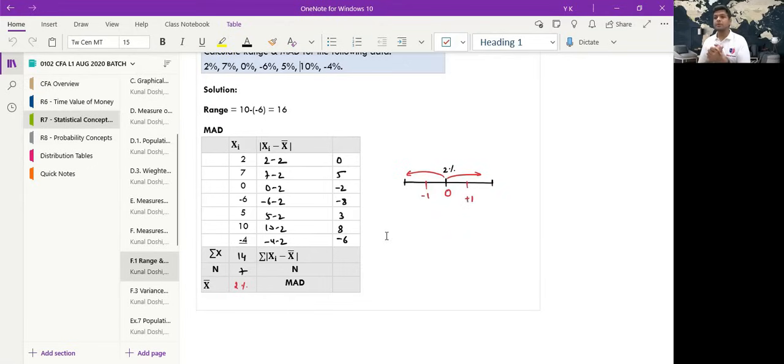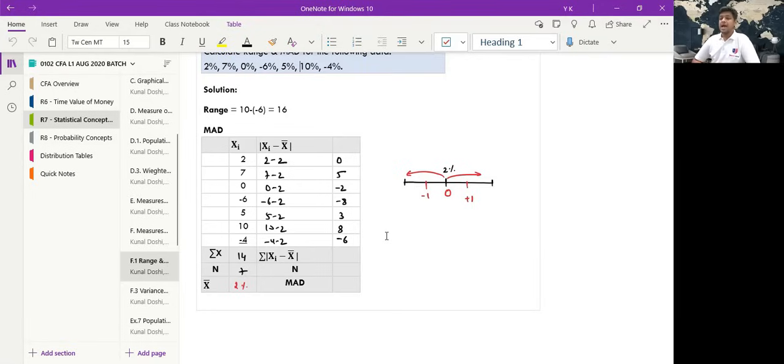What is the problem? The problem is that whenever you calculate the distance from the mean, it will always be equidistant. Therefore, I can say the negatives will offset the positives. Isn't it? So does it mean that there is no dispersion? When you get an answer of 0, can I say, sir, no, there is no dispersion? No, there is dispersion, right?